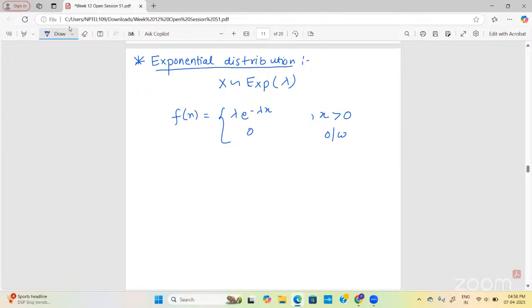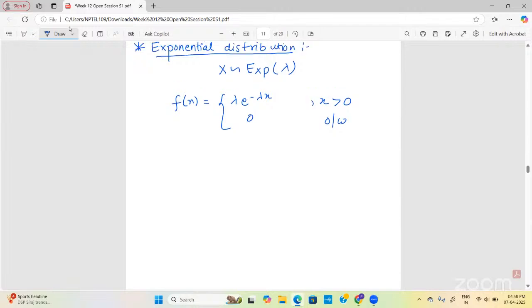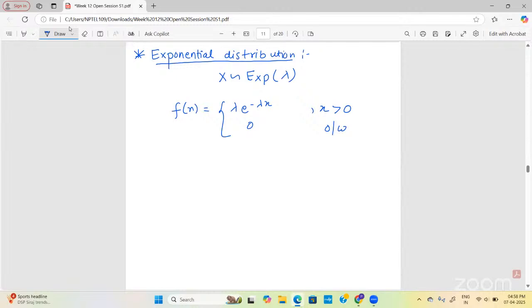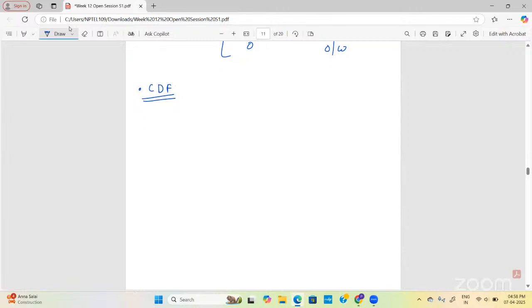When you solve the questions in the activity practice assignment, you will see these types of questions there. Now again, same things: we have to find the CDF, the expectation, and the variance for exponential distribution. First of all, the CDF. X is following exponential distribution with parameter lambda, so the CDF at point A is nothing but the probability X is less than or equal to A, right?